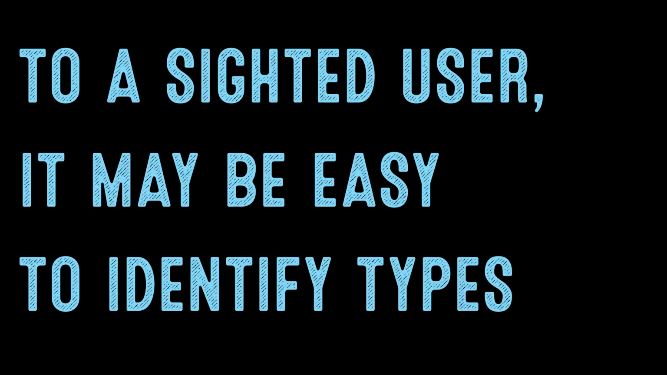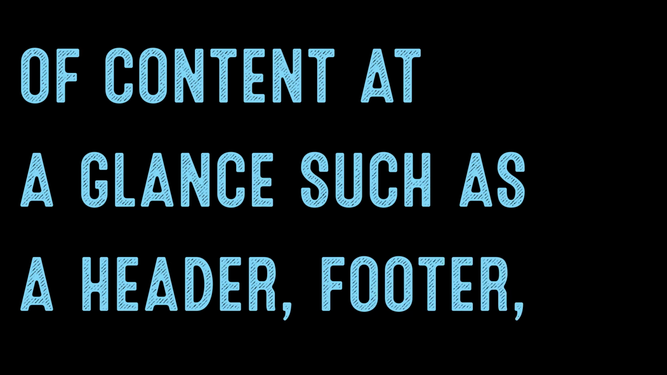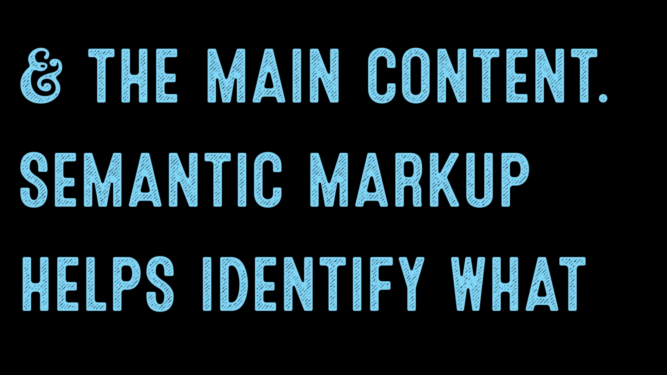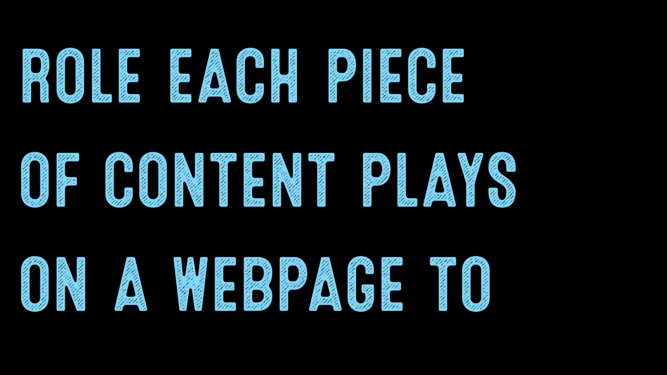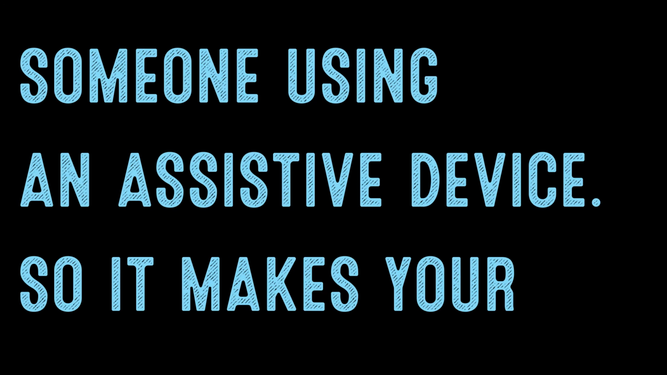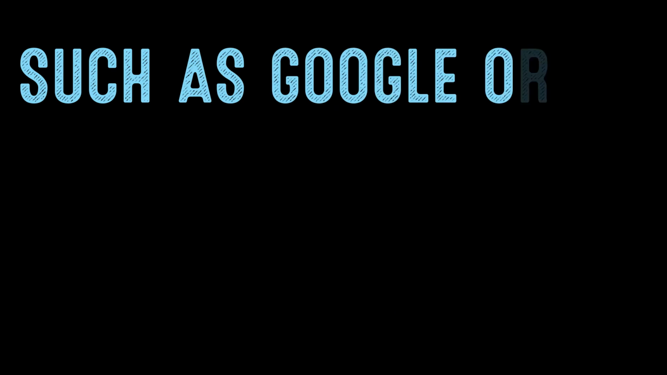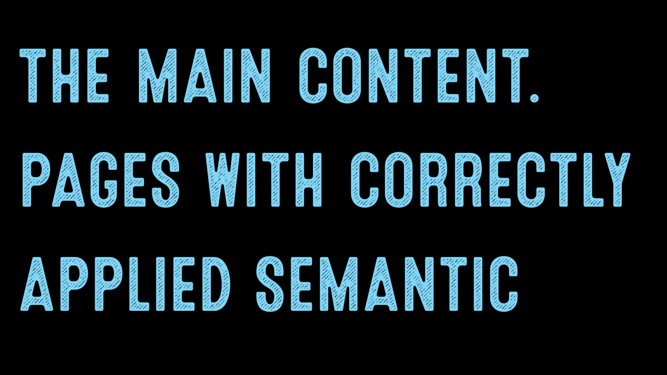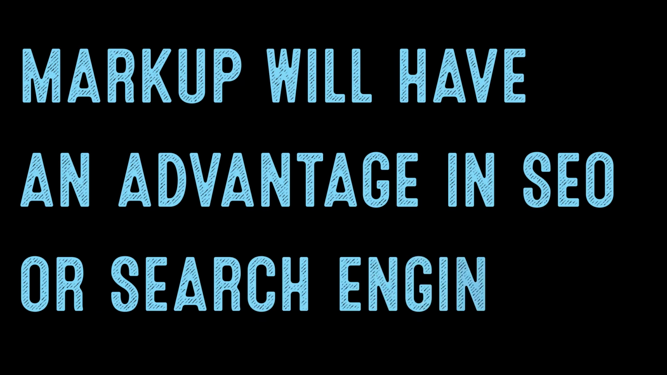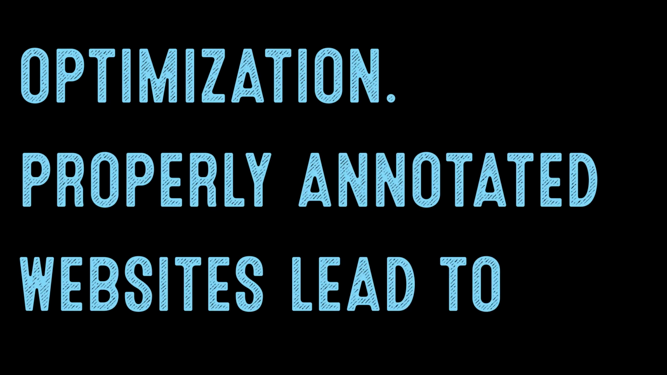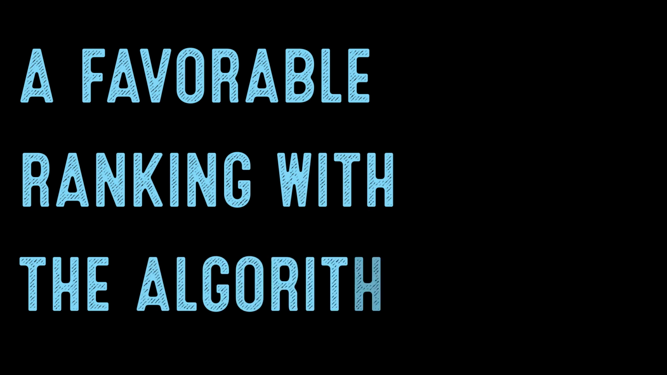Why use semantic markup? To a sighted user, it may be easy to identify types of content at a glance, such as a header, footer, and main content. Semantic markup helps identify what role each piece of content plays on a web page to someone using an assistive device. So it makes your web page more accessible. Using semantic markup also helps the indexing of your page by search engines such as Google or Bing by identifying and prioritizing the main content. Pages with correctly applied semantic markup will have an advantage in SEO, or search engine optimization. Properly annotated websites lead to a favorable ranking with the algorithms.